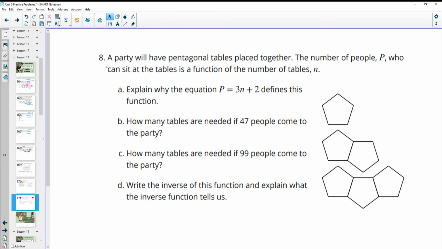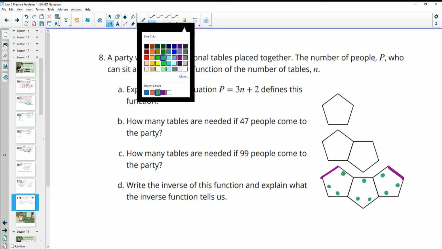Number 8, a party will have pentagonal tables placed together. The number of people, P, who can sit at the tables is a function of the number of tables, N. Part A says, explain why the equation 3n plus 2 defines this function. There are different ways you could say this. If we look at it, we've got these 3 people at this table, 3 people at this table, and then you have this end and this end.